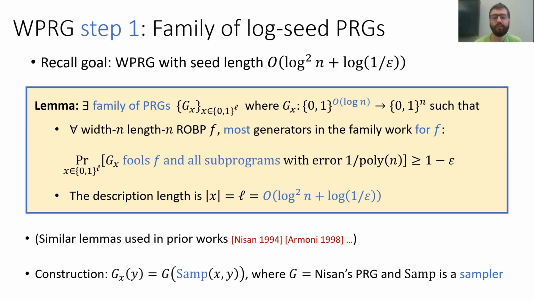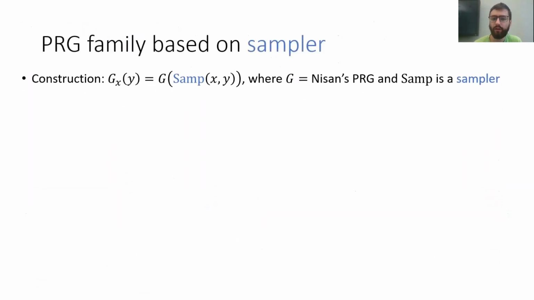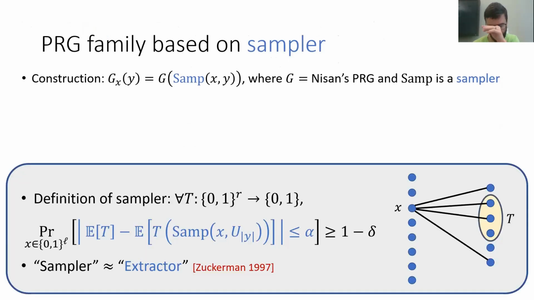What you do is you take Nissan's generator, G, and you compose it with something called a sampler. For those of you who need a reminder, here's the definition of a sampler. So roughly speaking, the definition says that for any test function t, the sampler samples inputs to t in a way that approximately preserves the expectation of t. And the key thing about a sampler, the thing that makes it useful, is that it has these two inputs. The second input of the sampler is short, and the first input of the sampler is good with high probability.